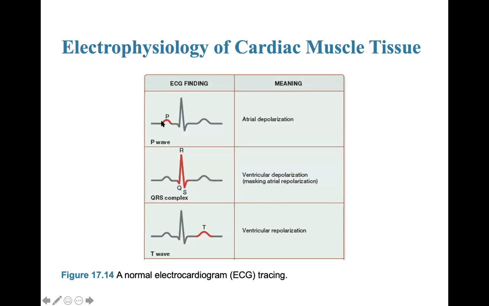So here we can see atrial depolarization. This is contraction of the atria. That's your P wave. Ventricular depolarization, this is actually the QRS. This is a much more significant event as far as the electrical activity of the heart is concerned. You are repolarizing the atria, but unfortunately that process is masked because of the ventricular depolarization event. And then this is followed by the T wave, which is ventricular repolarization.